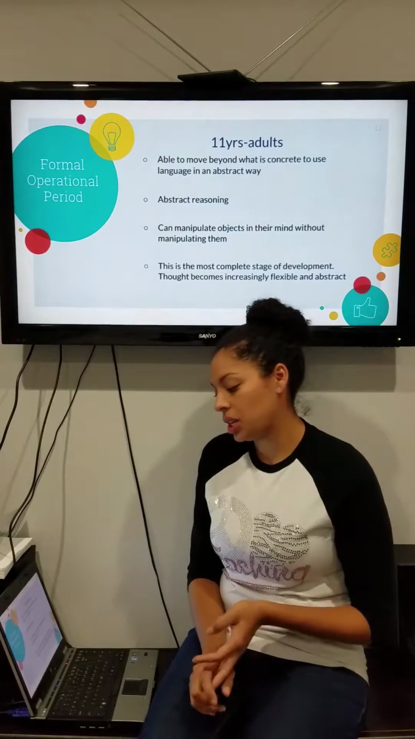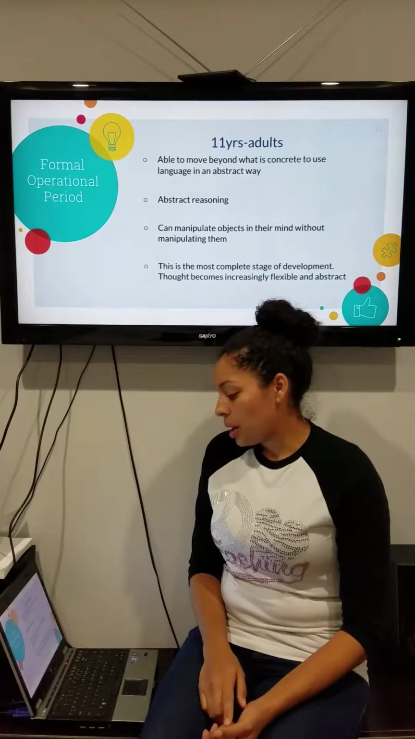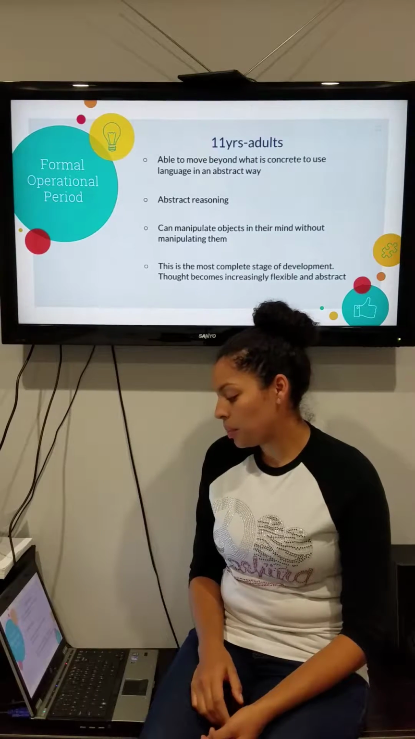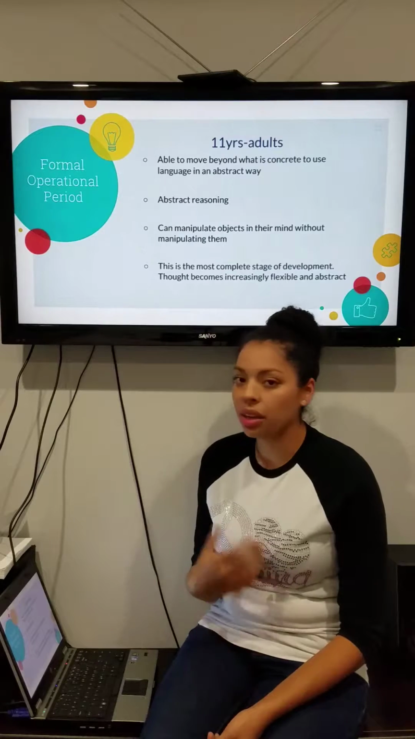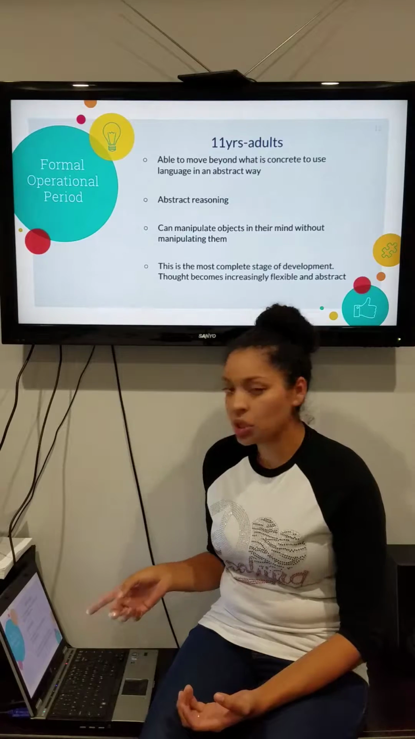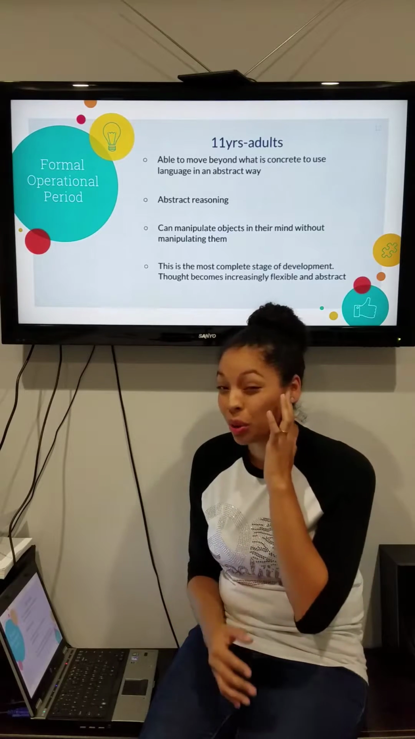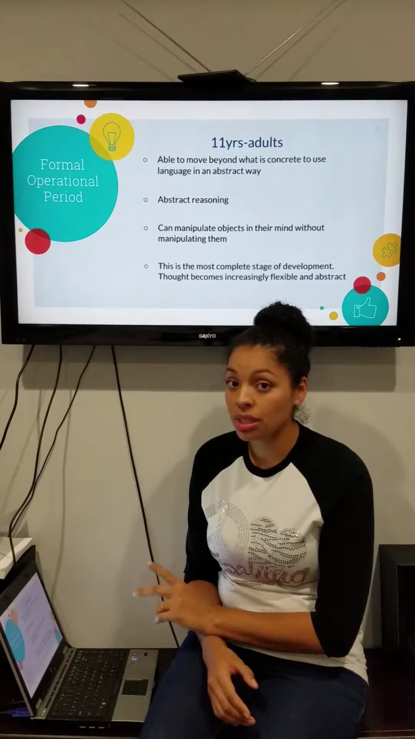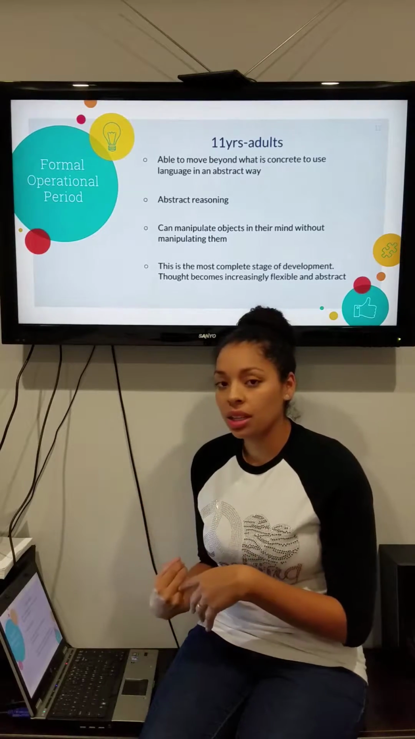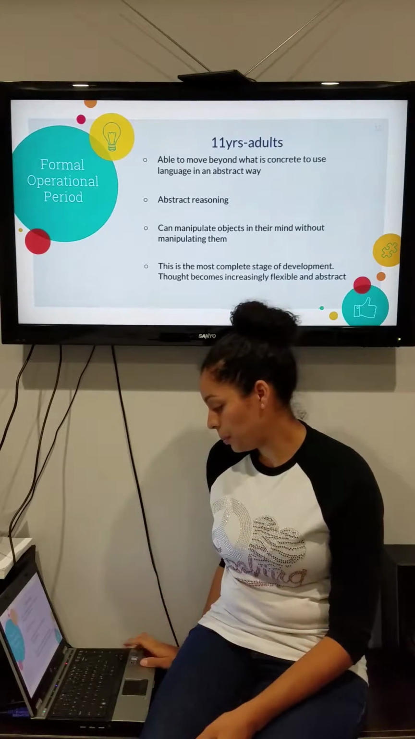The last stage is the formal operational period, and this is from 11 years of age to adults. Now, this is the most complete stage of development, and at this stage, their thought becomes more flexible, and they are able to think more abstractly about things. So now I'm going to show you another clip. The first clip you will see is a little boy, who is still not yet at the formal operational stage, and they give him a set of rules, and he has to reply. And then the following is a little girl, who is already at the formal operational period, and you can see how their responses differ.